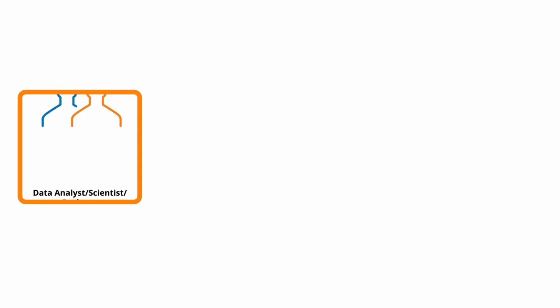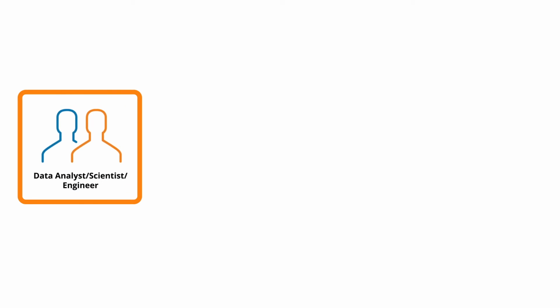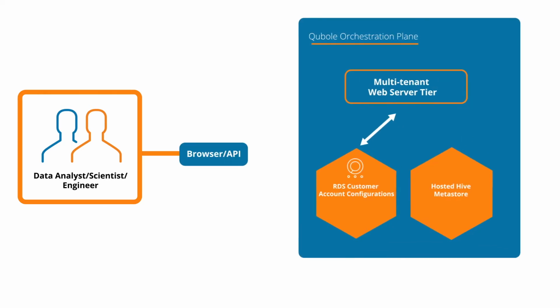Let's dive into how a QDS user accesses the Kubel UI and how data processing happens. To begin with, a QDS user, such as a data analyst, engineer, or data scientist, accesses the Kubel UI via a web browser. When the user connects to the Kubel orchestration plane via REST API, Kubel looks up the user's details, including cluster parameters and security requirements, in the user configuration database which resides in the Kubel orchestration plane.